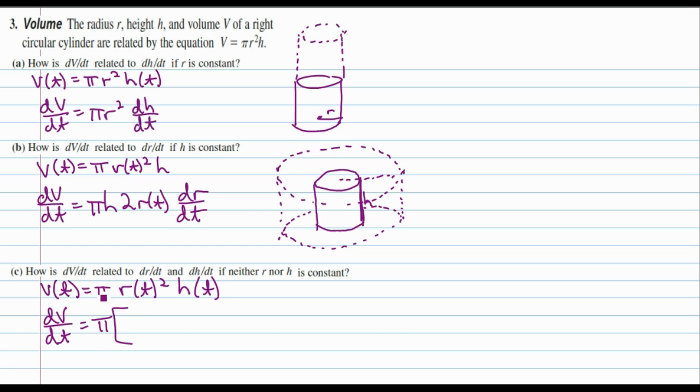I like leaving the constants on the outside because it gets a little messy if you don't. So I left pi on the outside, and now I'm going to do product rule with r squared and h. So that's 2 r of t to the first power, times dr dt, times h of t, leaving h alone, plus r of t squared stays original, and then h of t gets its derivative, dh dt.